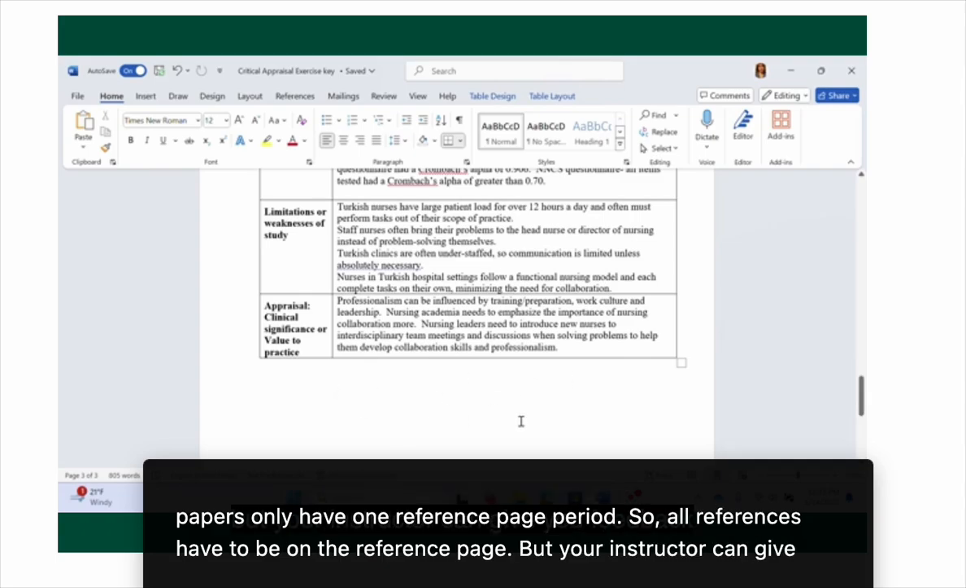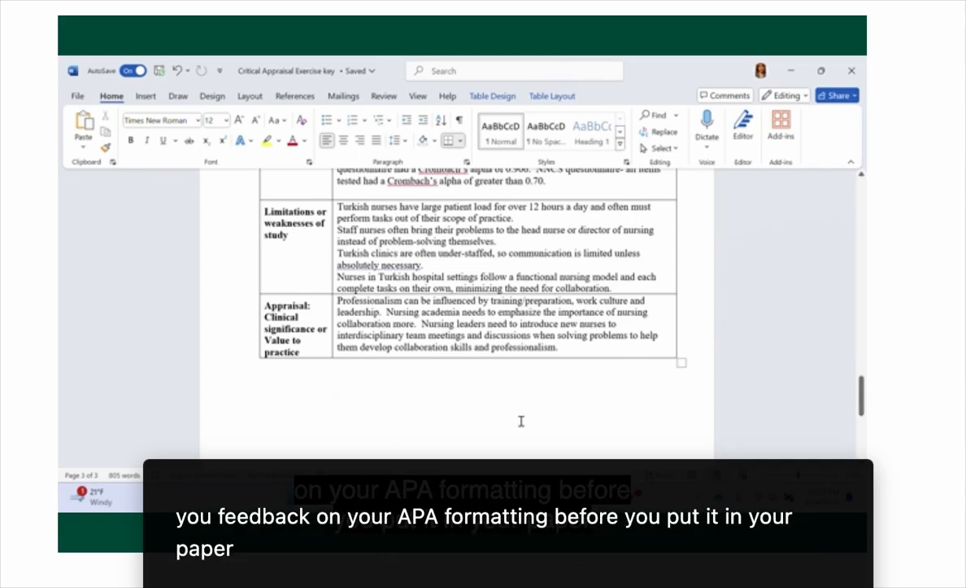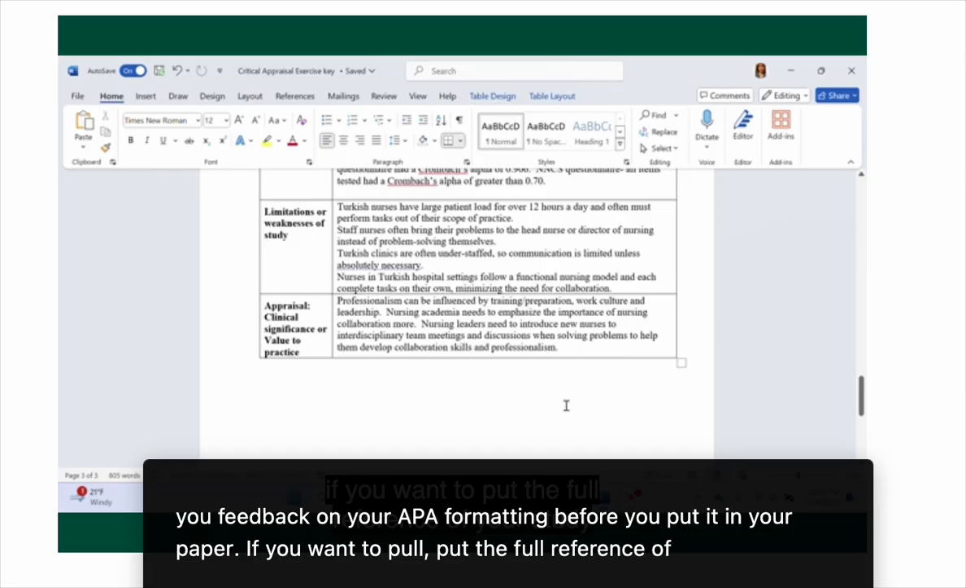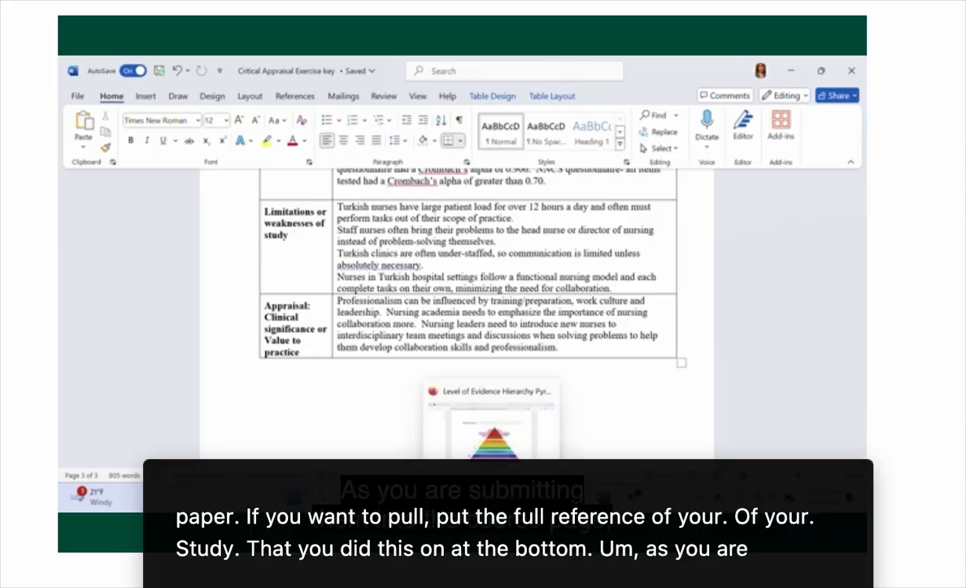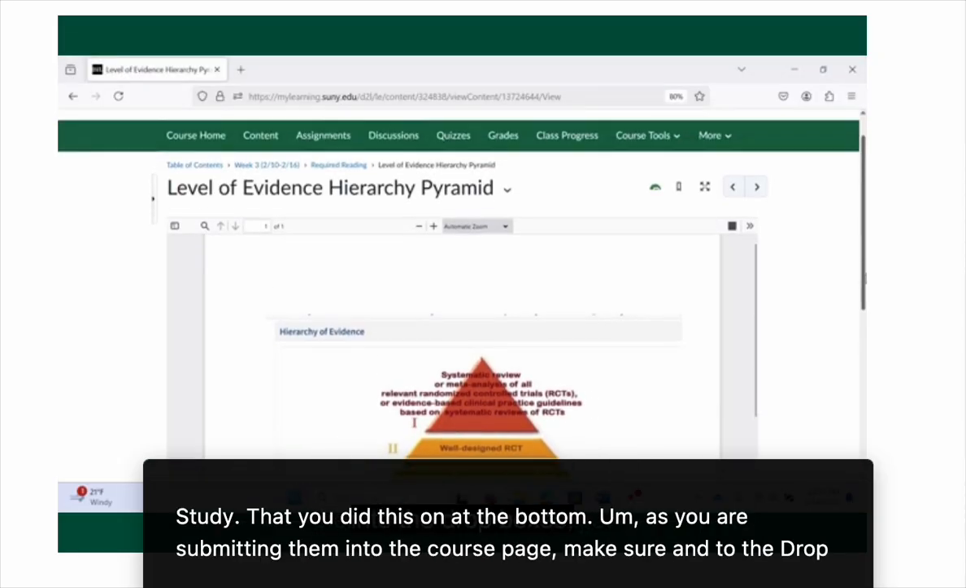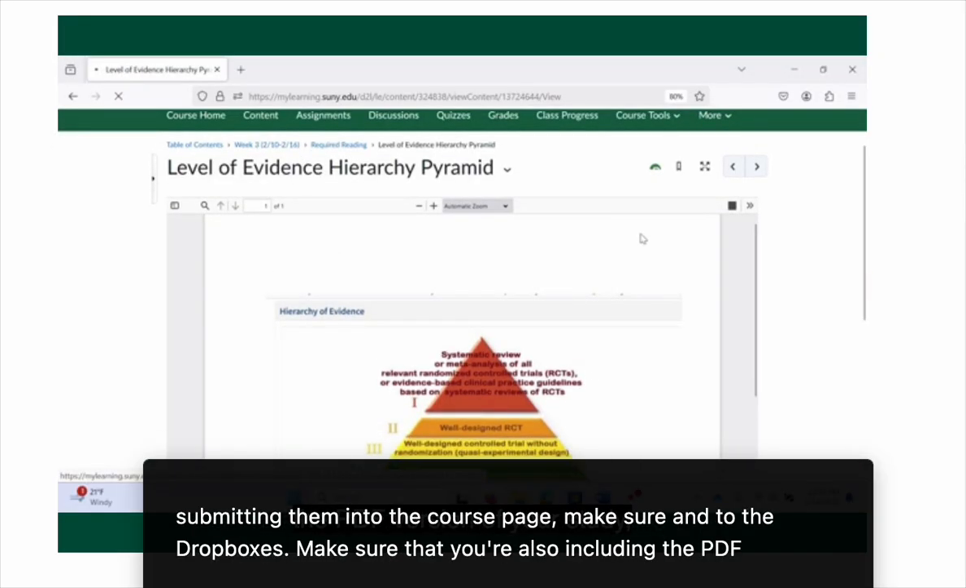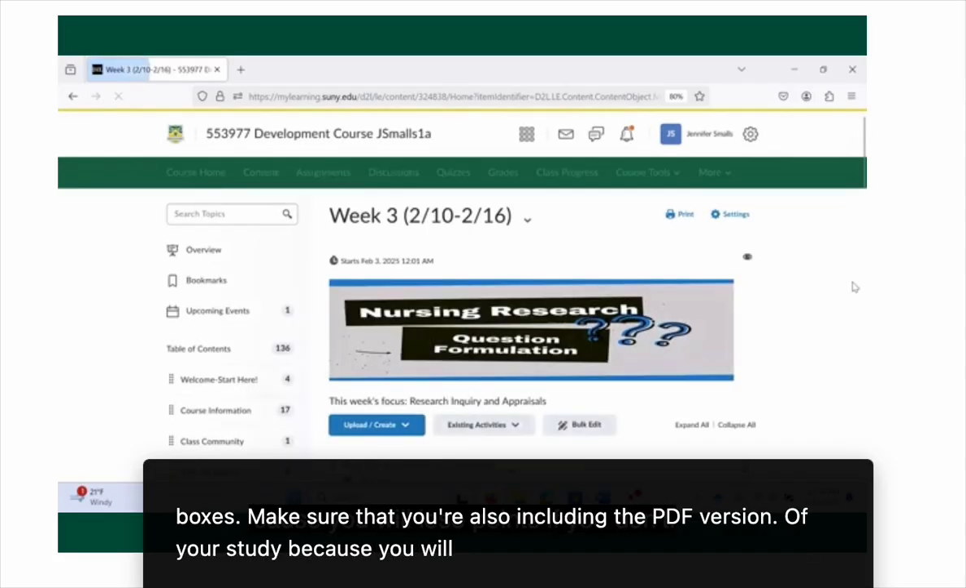But your instructor can give you feedback on that if you want to put the full reference in your study that you did this on, as you are submitting that. Thank you. Make sure that you're also including the PDF version of your study, because you will lose points if you don't.